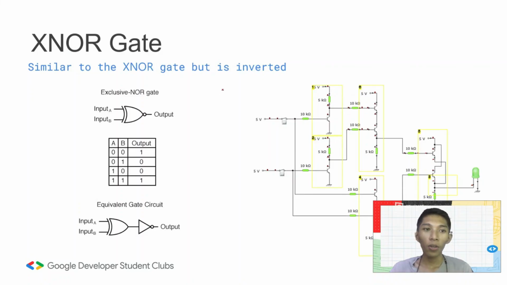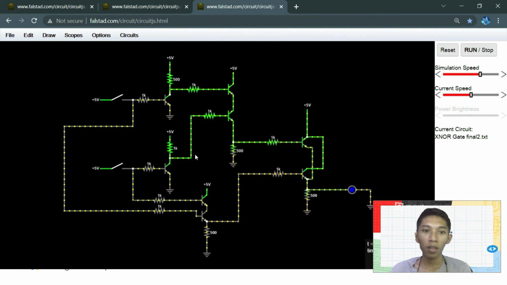So for XNOR gate, similar to XOR gate, but it is inverted. So opposite siya sa XOR gate. So you can see the truth table, if same sila og input sa XOR gate, opposite sila og output. So the schematic diagram of XNOR gate is really complex, which combines 8 logic gates. So this is the schematic diagram of the XNOR gate.